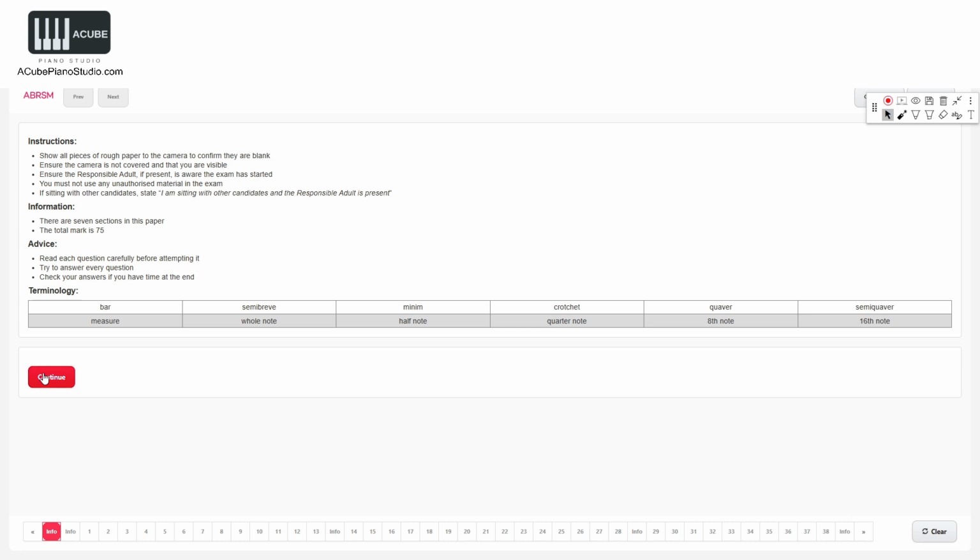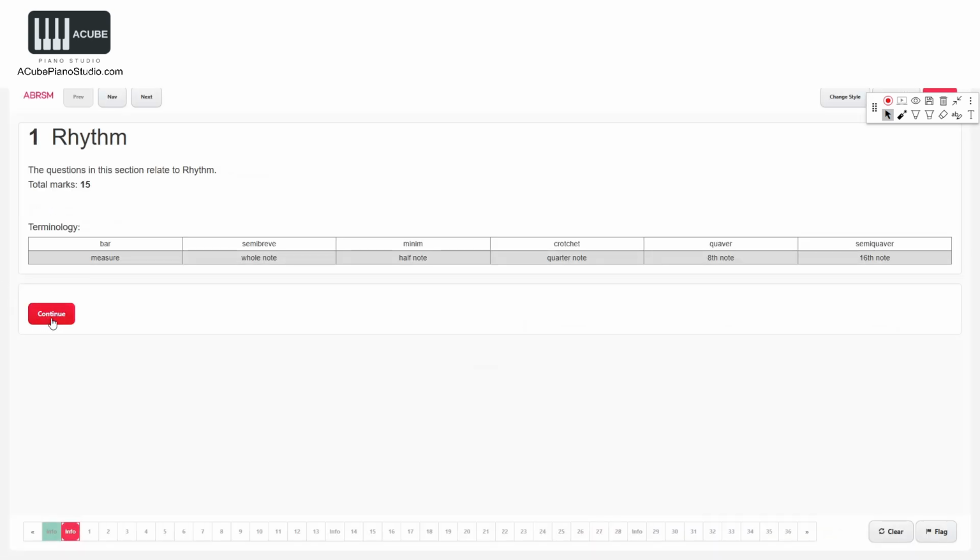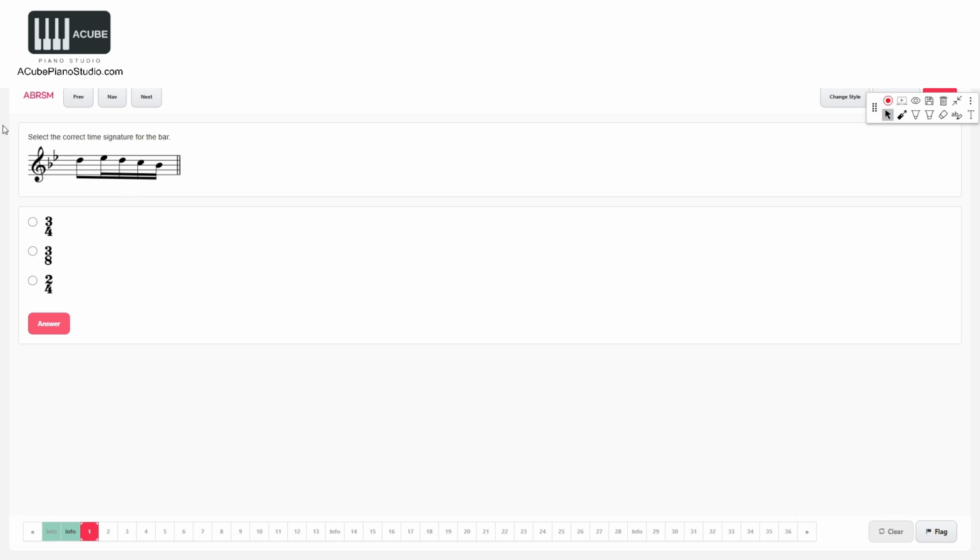Alright, the first section is on rhythm. And let's take a look at the first question here. Select the correct time signature for the bar. So let's take a look at this.